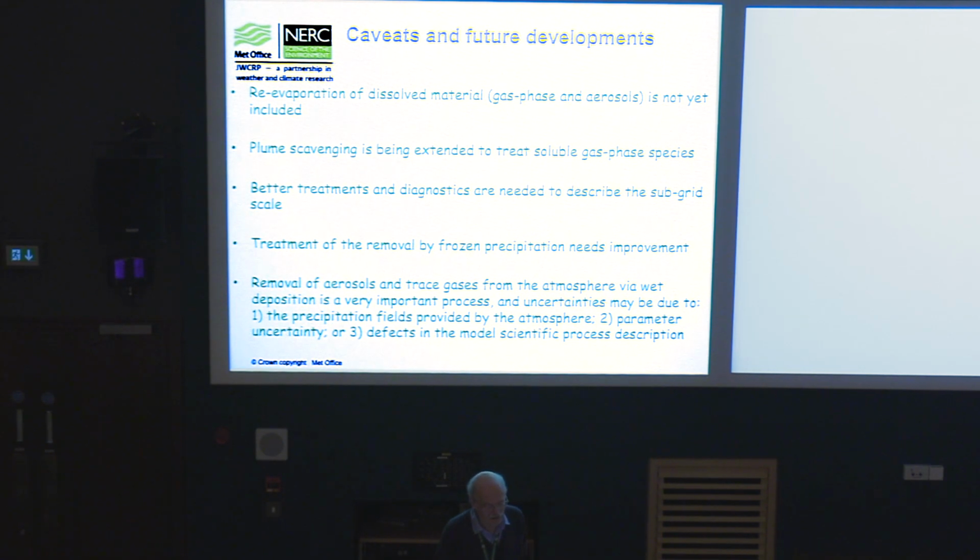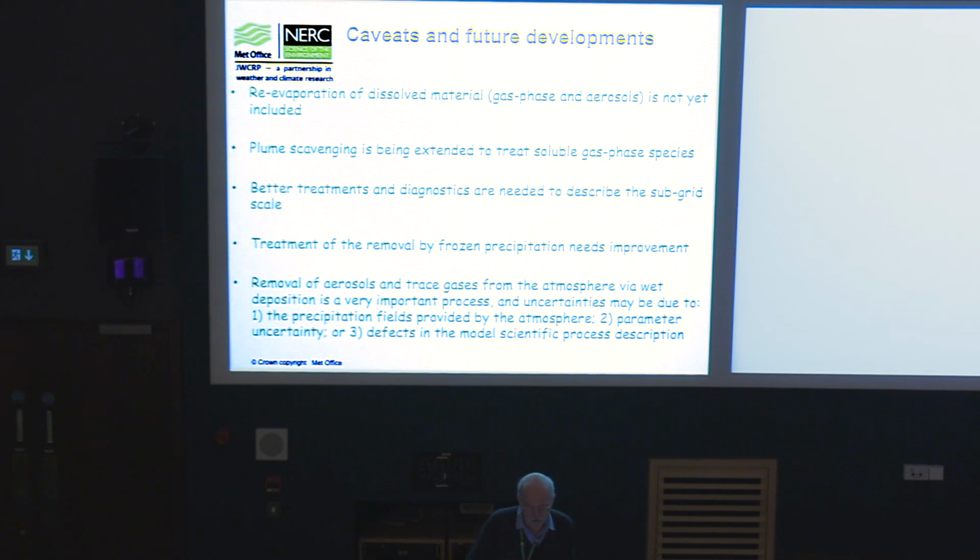So these are the caveats which I've said on the way, but just to reinforce them. We're not doing any re-evaporation. Plume scavenging needs extending to the soluble trace gas species. That's, at least in branch stage. Better treatments and diagnostics are needed to describe the subgrid scale. That needs revisiting. And the gas phase treatment of removal by frozen precipitation probably could be improved.